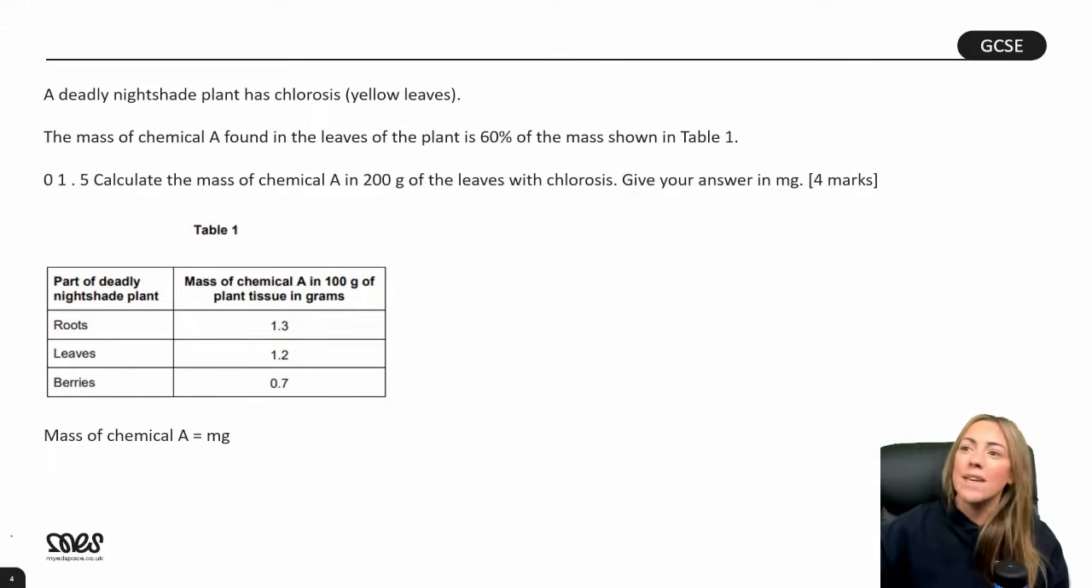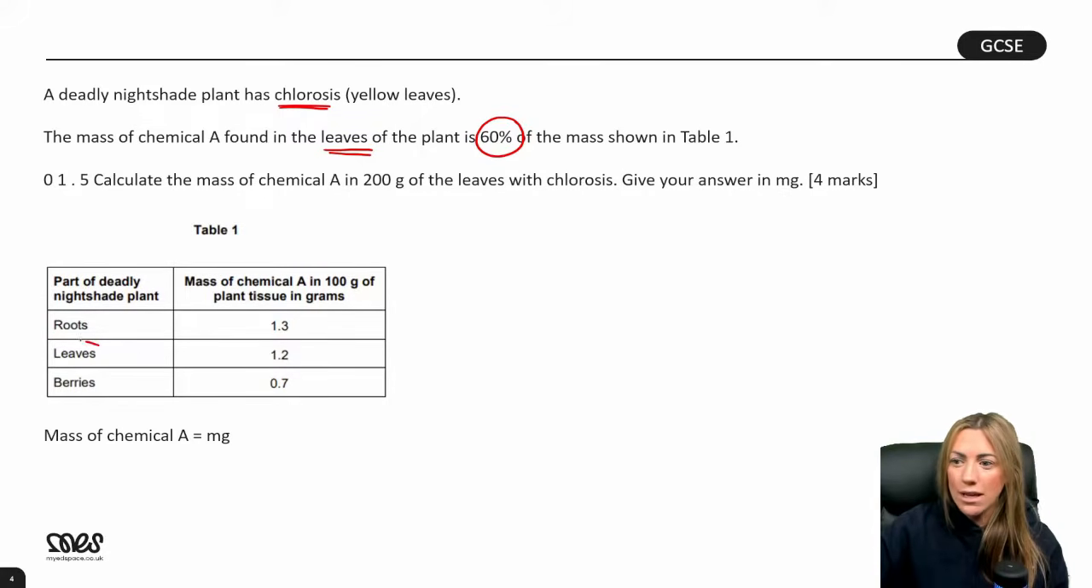Okay, let's underline the key information. The mass of chemical A found in the leaves of the plant is 60% of the mass shown in table 1. Now this is because, remember, this plant in particular has chlorosis, so it's obviously not producing as much chemical A.